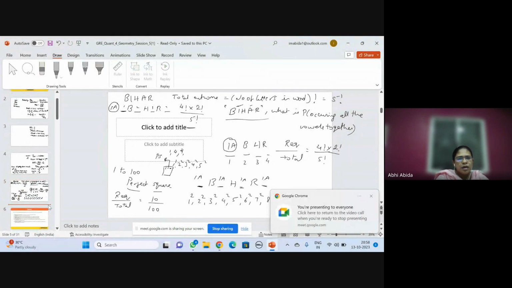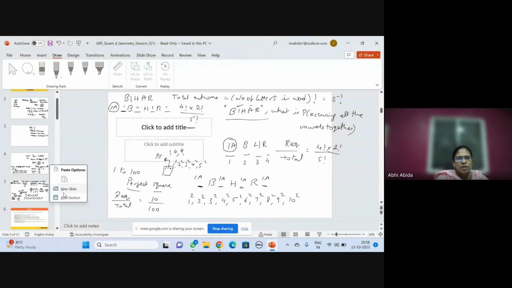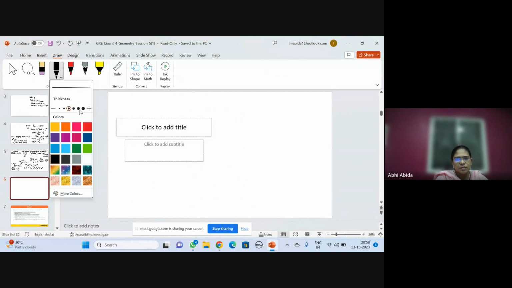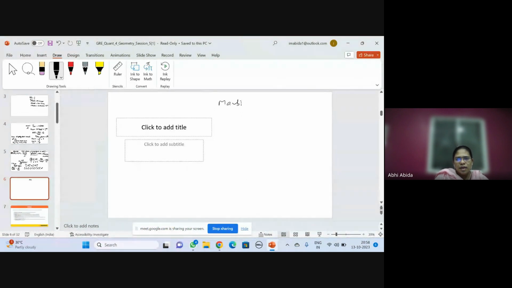Okay, we'll move on to the next concept here. We have finished the first basic stuff. Next, moving on to marbles: probability of marbles. Probability on marbles and balls, both are the same. Whatever the question related to marbles or balls, the pattern of doing the question will be the same. So here we should know the concept of repetition.